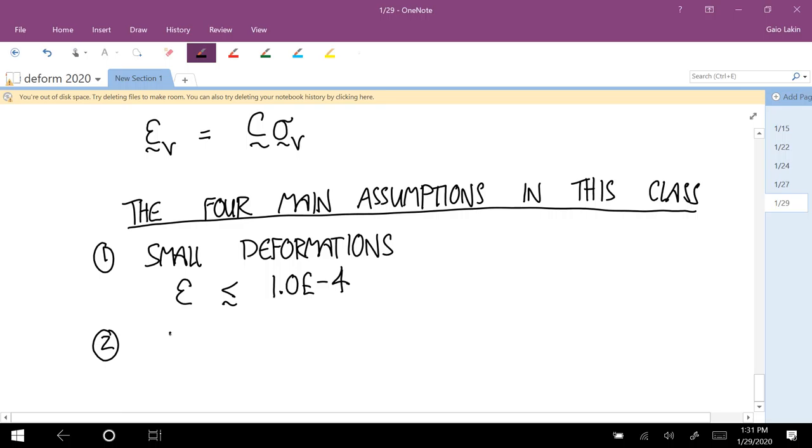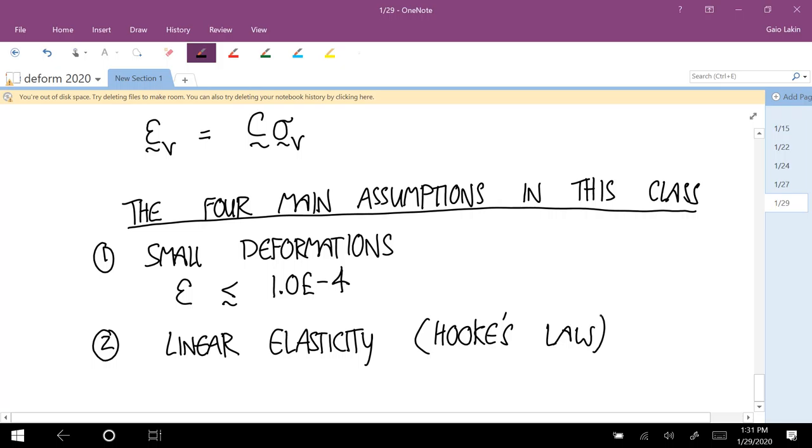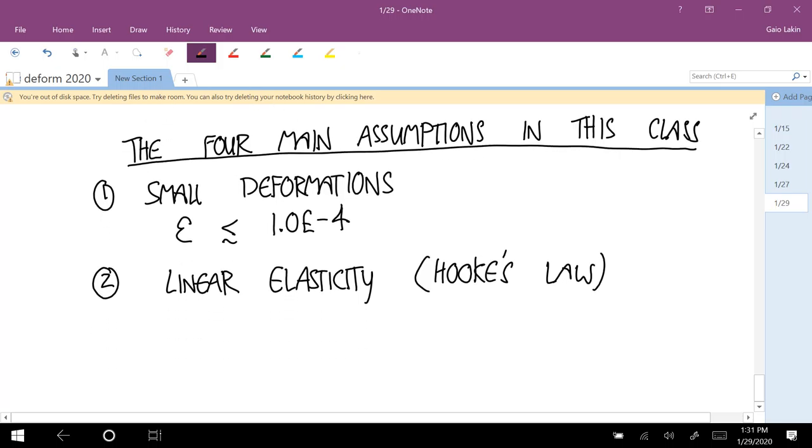The second assumption is that we have linear elasticity, which is the same thing as saying that materials obey Hooke's law. This is the one that says that the Voigt strain is equal to the compliance matrix times the Voigt stress. So even if you have small deformations, if you have a material that's really far from linear elasticity, if that linear relationship does not model it well, our calculations aren't going to work very well.